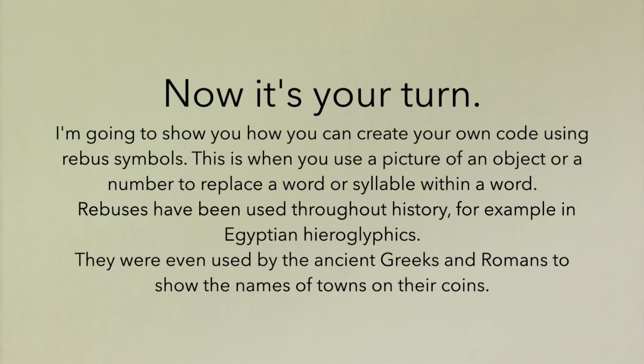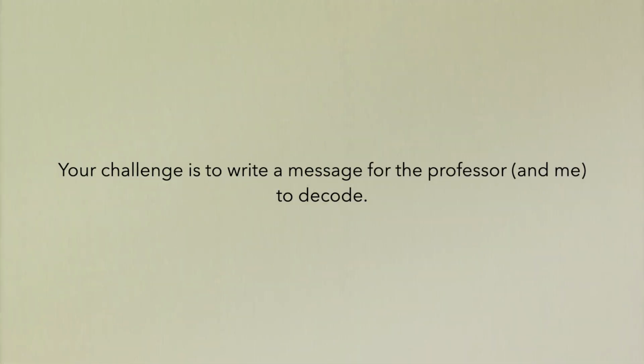Now it's your turn. I'm going to show you how you can create your own code using Rebus Symbols. This is when you use a picture of an object or a number to replace a word or syllable within a word. Rebuses have been used throughout history, for example in Egyptian hieroglyphics. They were even used by the ancient Greeks and Romans to show the names of towns on their coins. Your challenge is to write a message for the professor and me to decode.